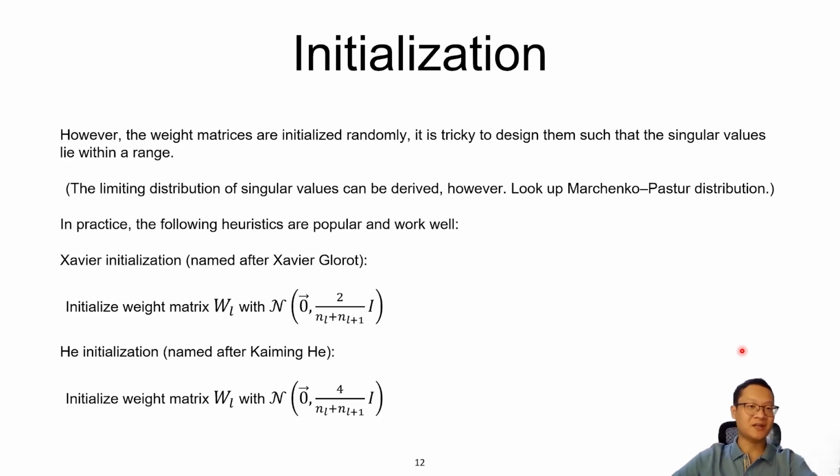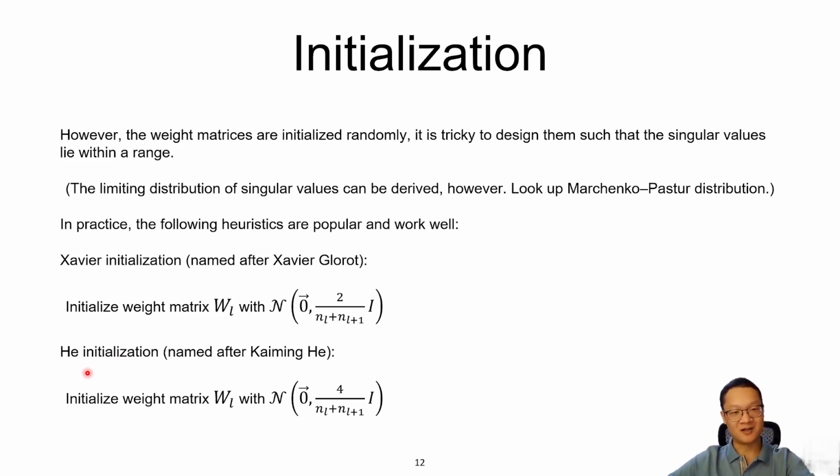Usually we want to initialize the weight matrices randomly, so it's difficult to control their singular values. In practice, we use the Xavier initialization. Here you initialize the weight matrices randomly with a normal distribution with zero mean and a diagonal variance of 2 over N_L plus N_L+1 as the magnitude. Remember, N_L is the number of neurons in layer L, and N_L+1 is the number of neurons in layer L+1.